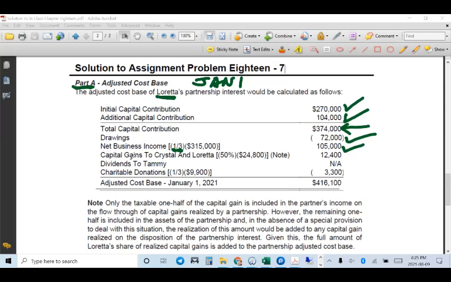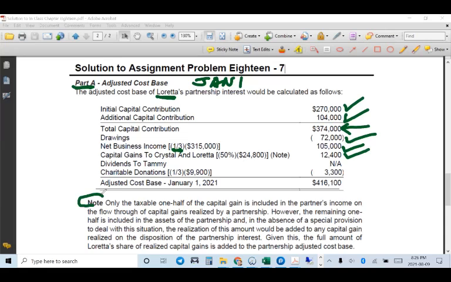Capital gains, those are split 50-50 between Crystal and Loretta. So she gets 50% of the capital gain. So it's a 50-50 split. And it says the partnership realized a $24,800 capital gain. So 50% is $12,400.